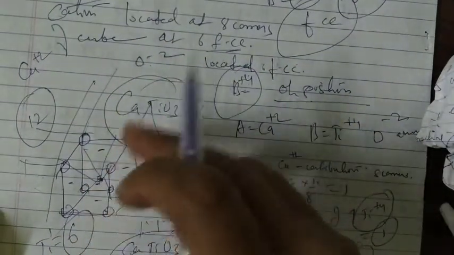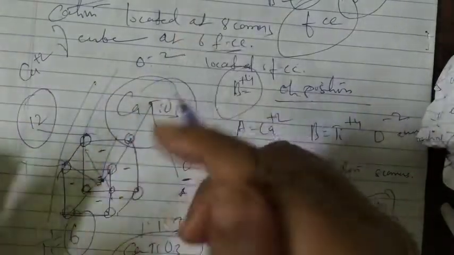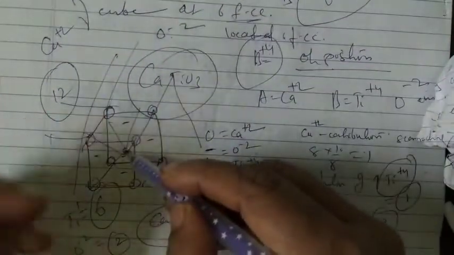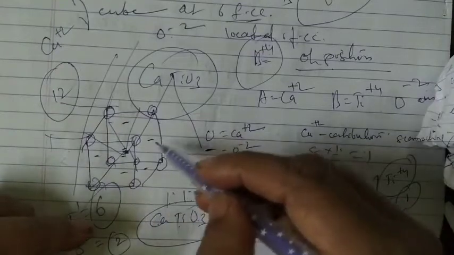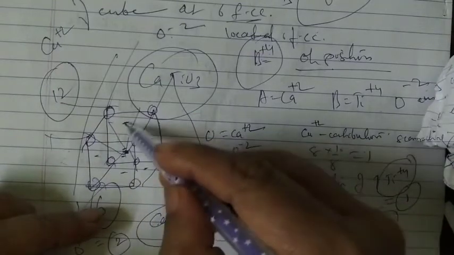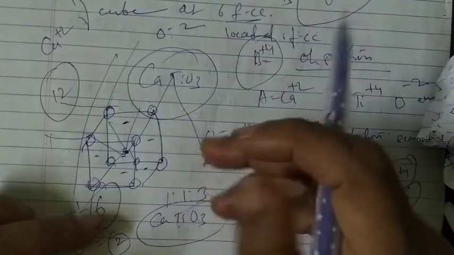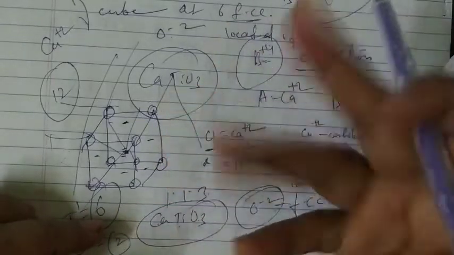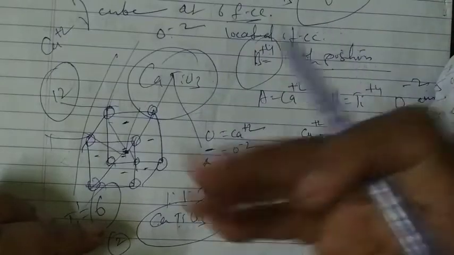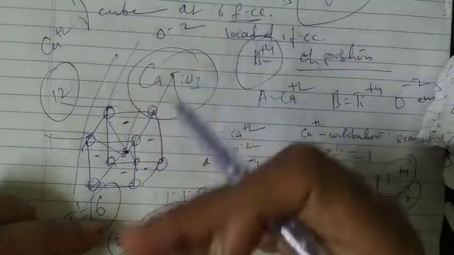You do it imaginarily. So the coordination number of titanium becomes 6, O2 minus becomes 2, and that of calcium is 12. So I think this is what there is about the perovskites.